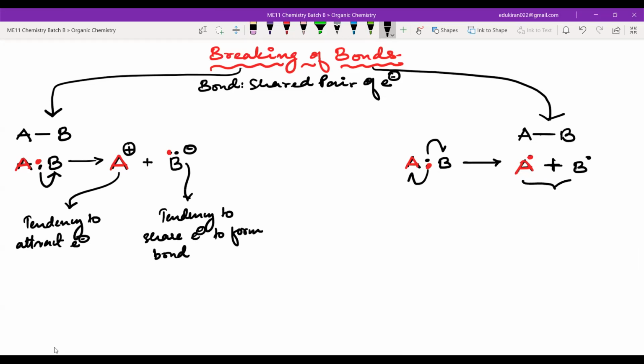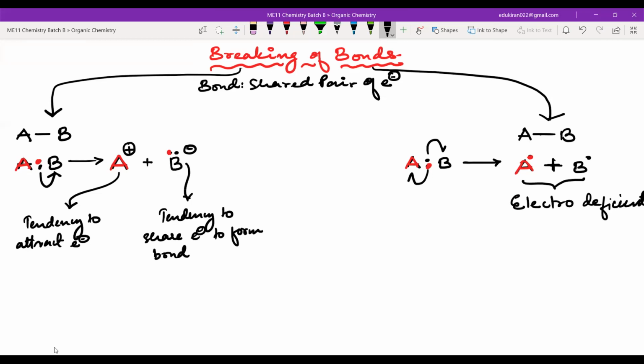What about these guys, A and B? Initially they had a bond and they were stable, but now both of them are electron deficient. So they need electrons. A also needs one electron and it will be stable. B also needs one electron and it will be stable. So both of these are electron deficient.